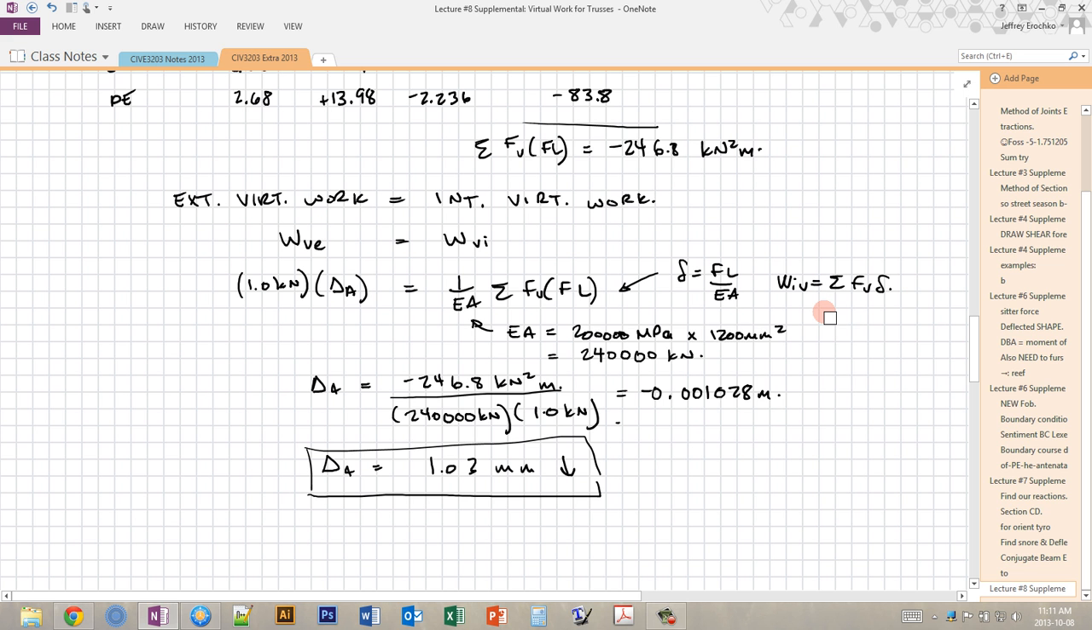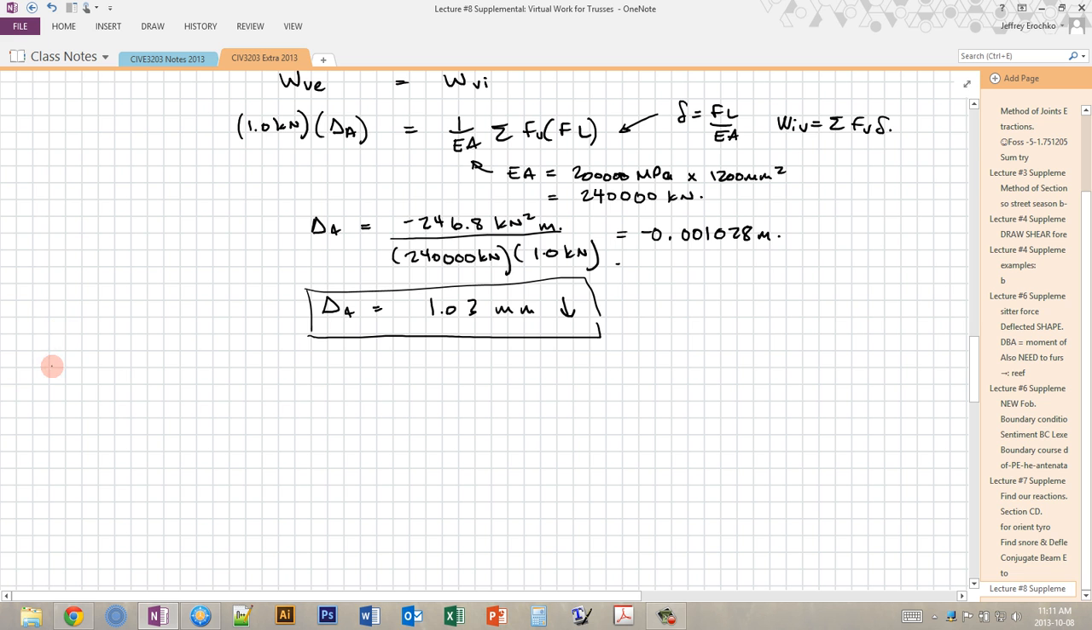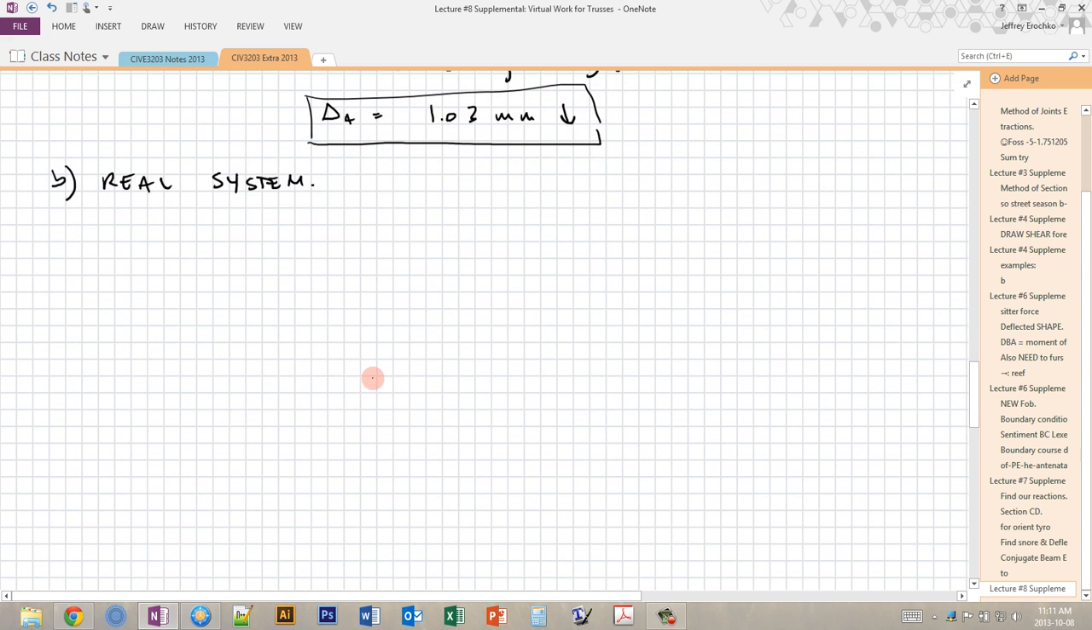So in the second part, we're asked to do the same kind of problem, except based on temperatures causing the deformations. So in this case, our real system looks like this, where now we don't have any external loads on the system, but we do have temperature changes on AB and BC, which is what was defined. This is delta T of plus 110 degrees Celsius on each of these.